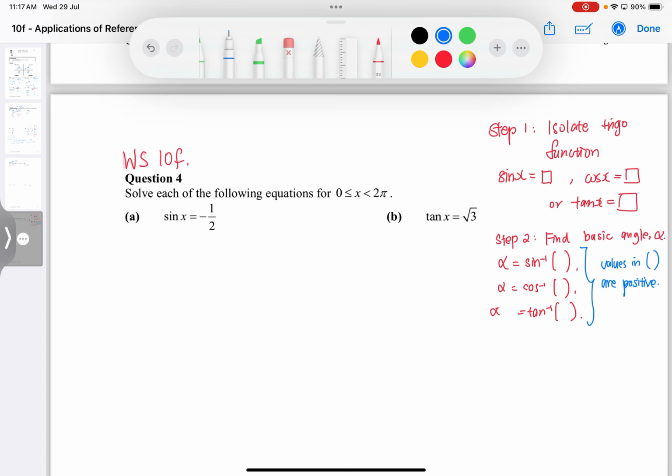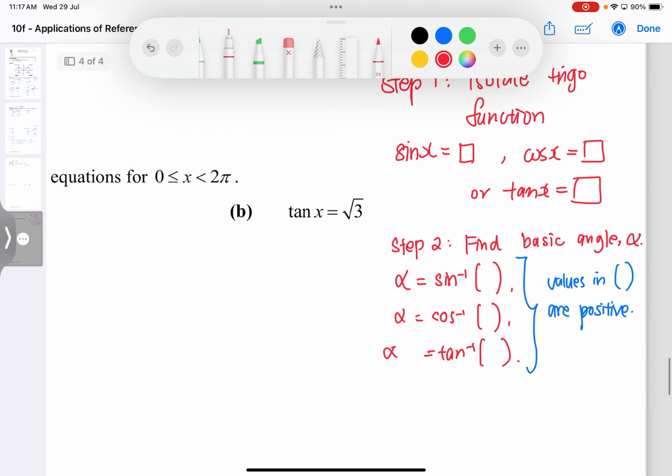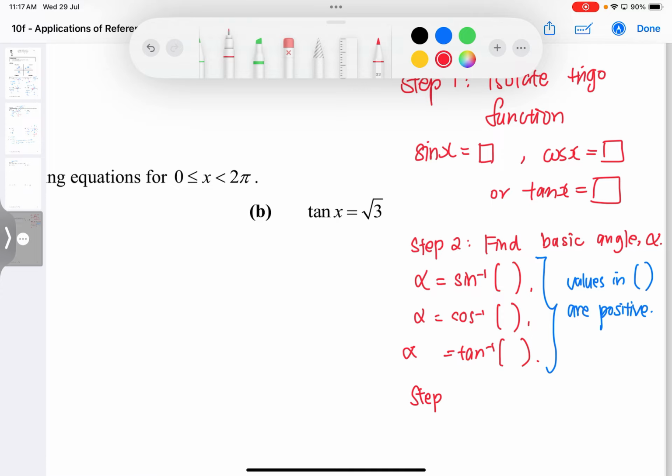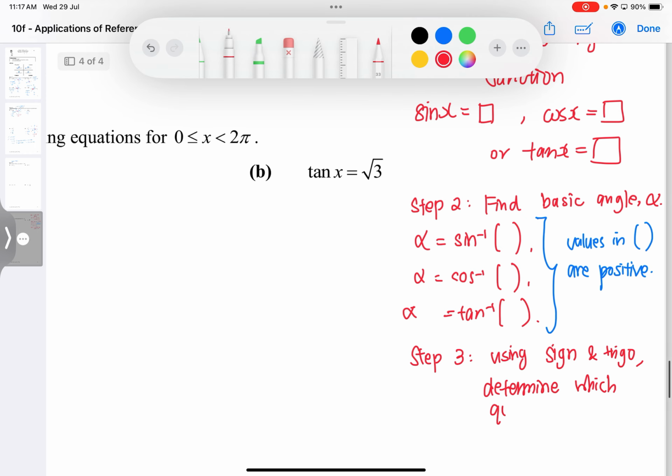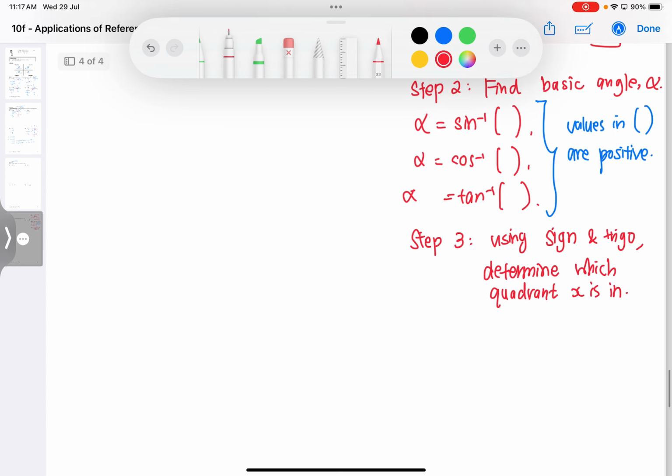Okay, so let me write it down. Step 3, using the sign and trigo function, determine which quadrant angle X is in. So this is using your ASTC.